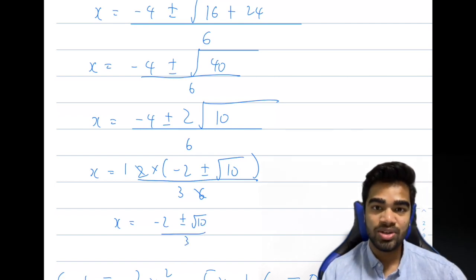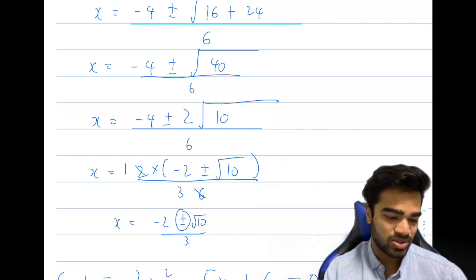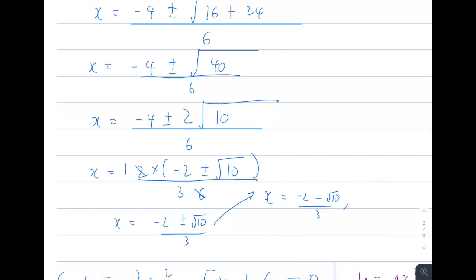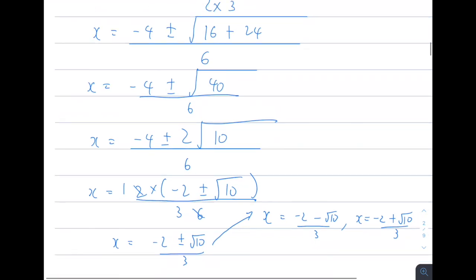So then what are your two x-intercepts? We dealt with plus or minus before. All we have to do is split it up. Your first x-intercept is negative 2 minus root 10 over 3. And your second x-intercept is negative 2 plus root 10 over 3. So you take the negative version first and then this positive version. That's it, okay? So these are our x-intercepts.